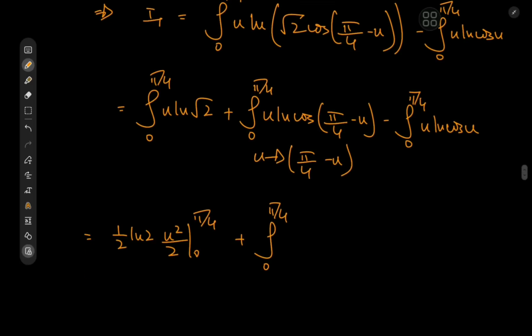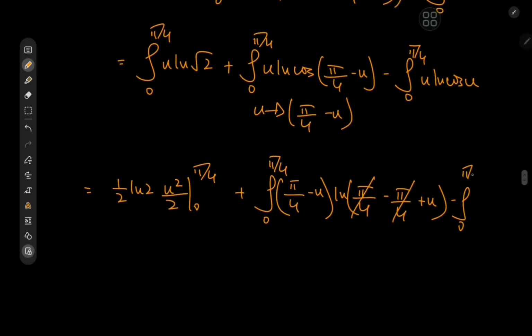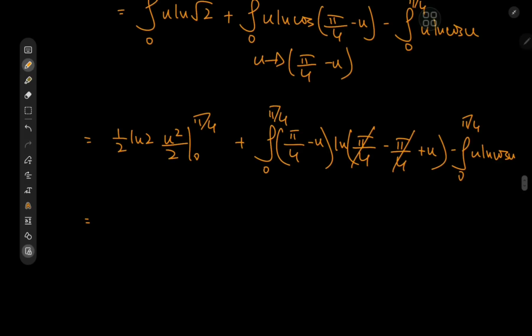Anyway, so we have this phase shift giving us pi by 4, terribly sorry about that again, pi by 4 minus u times log of pi by 4 minus, here we have pi by 4 plus u now, correct? Yep, that's it. We have some cancellation taking place. And of course, we have this other integral being integral 0 to pi by 4 u times log cosine u. And that means we have a quarter of log 2 times pi by 4 squared, which would be pi squared by 16. Everything's looking good so far.